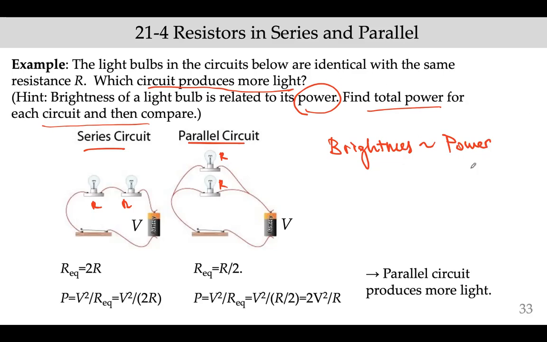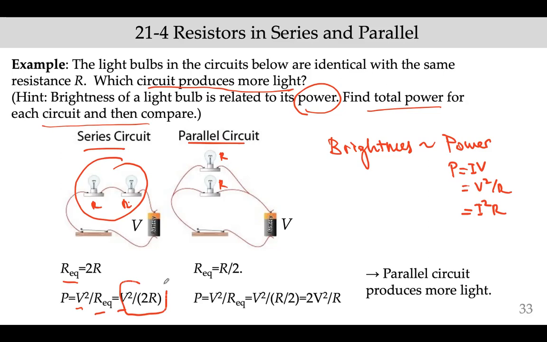And remember, there are different ways to write power. It could be I times V, or it could be V squared divided by R, or we can also write it as I squared R. So you can use either one. Now in the series circuit, we have two R's connected in series. So if you want the equivalent resistance, it will be just 2R. And if you want to calculate the power produced by these two, you would do V squared divided by R equivalent. V is the battery, it's coming from the battery, V, divided by 2R. So it'll be V squared divided by 2R.